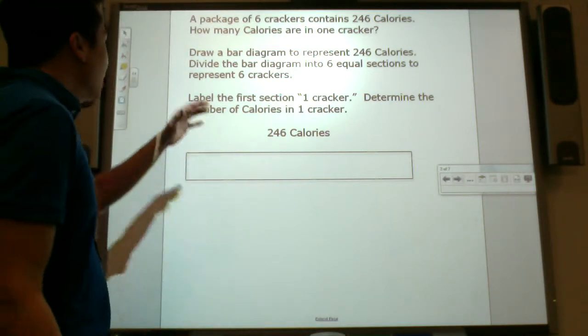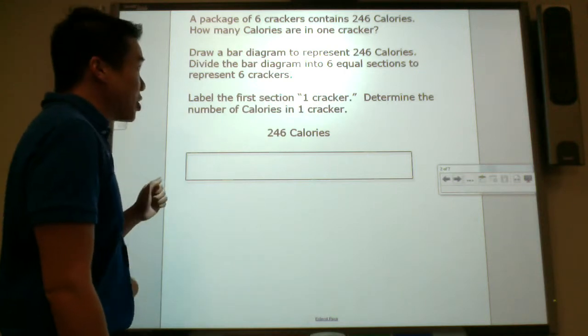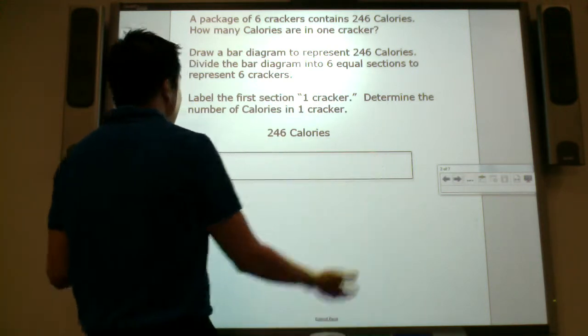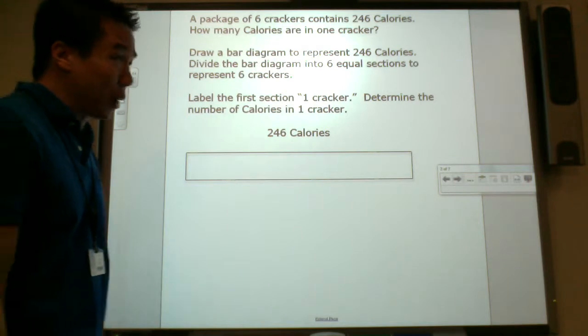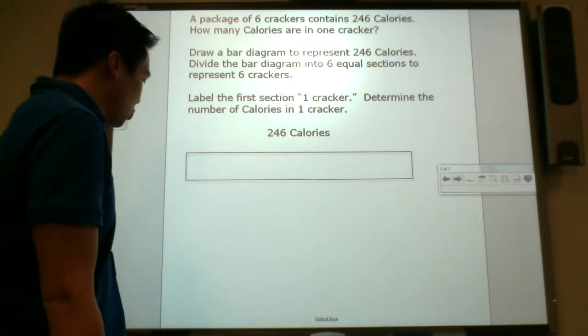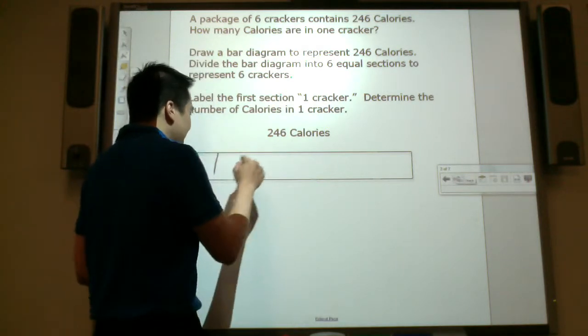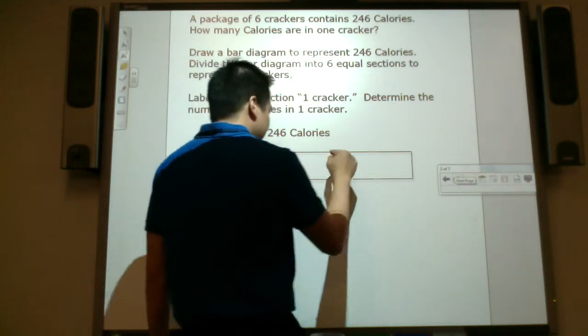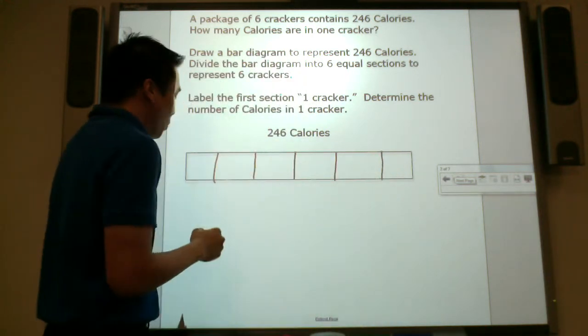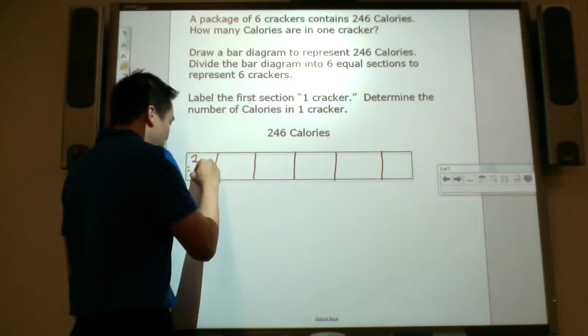Through pictures. Draw a bar diagram to represent 246 calories. Here you go. Divide the bar diagram into 6 equal sections to represent 6 crackers. So divide this into 6 equal sections. Let's label it while we're at it. This one is 1 cracker.